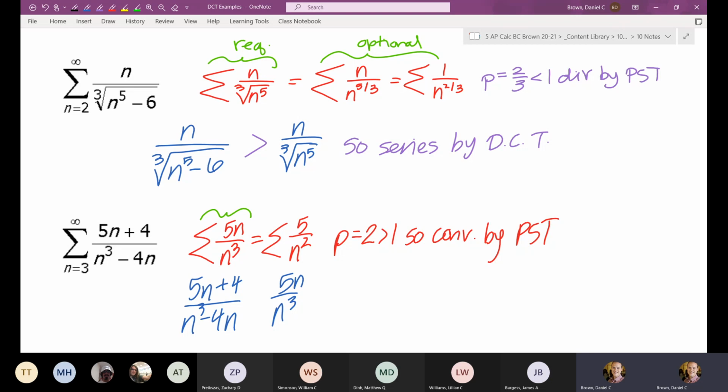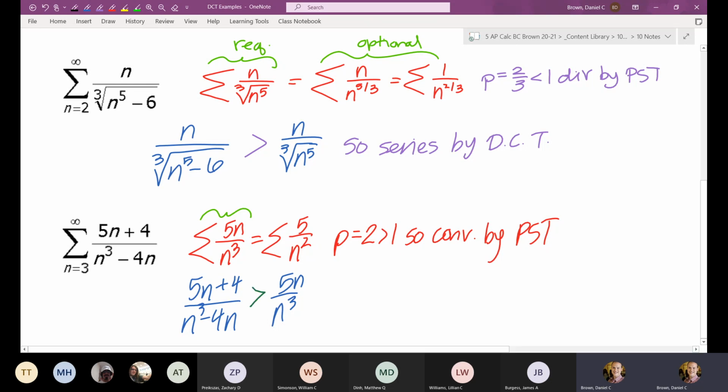So let's compare the terms. I have 5n plus 4 over n cubed minus 4n, and I'm comparing that to 5n over n cubed. Which one is going to be the bigger one? The one on the left. You can do this without plugging things in.